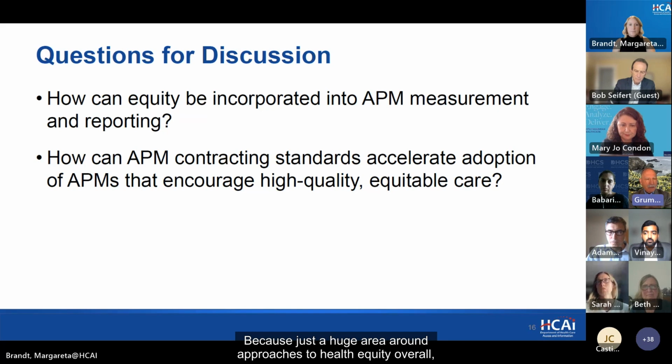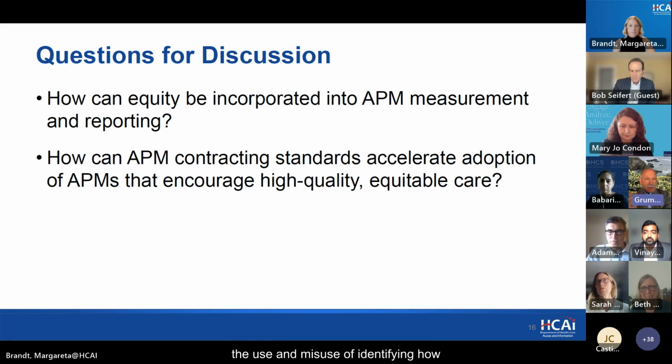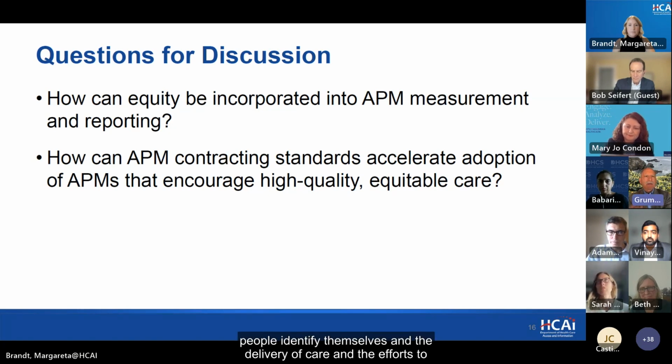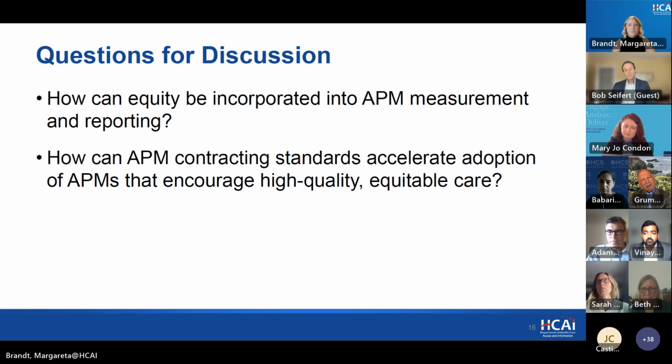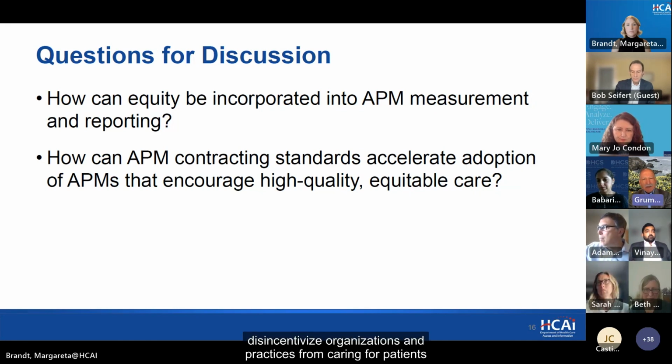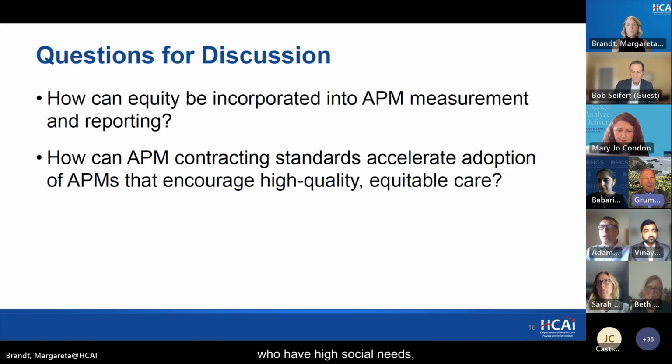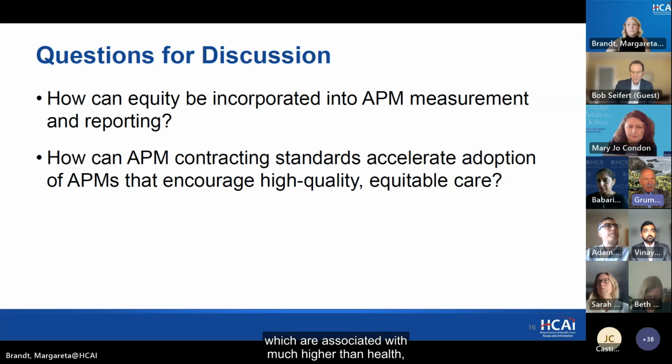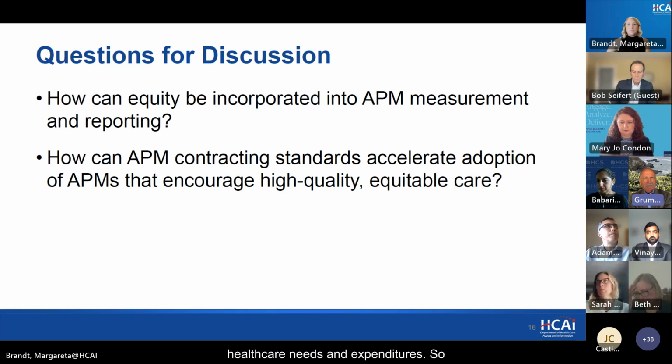Because there's just a huge area around approaches to health equity overall, the use and misuse of how people identify themselves in the delivery of care and the efforts to improve care, with lots of peril of misuse of identification to move into biologic constructs of healthcare risk and things like that. So I think for us, I'm taking away from this, I would really put my nickel on the payment aspects and how not to structure APMs in a way that right off the bat disincentivizes organizations and practices from caring for patients who have high social needs, which are associated with much higher healthcare needs and expenditures.